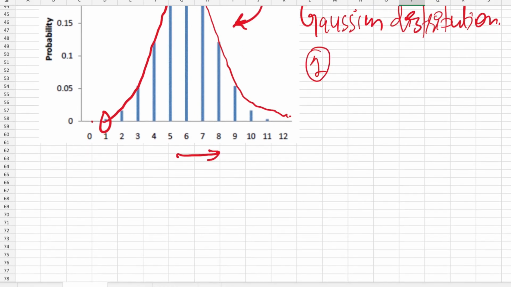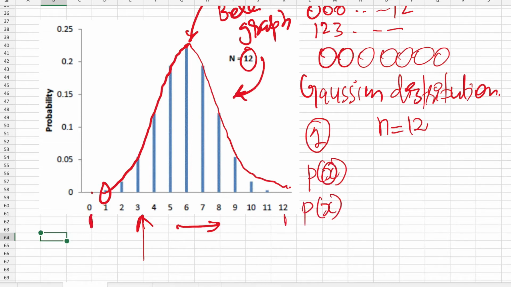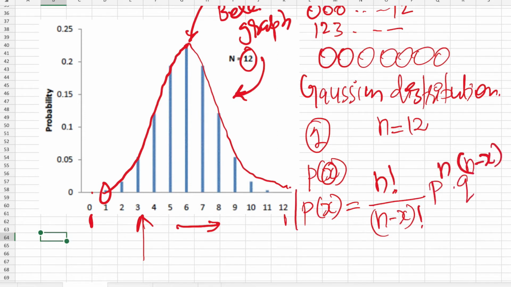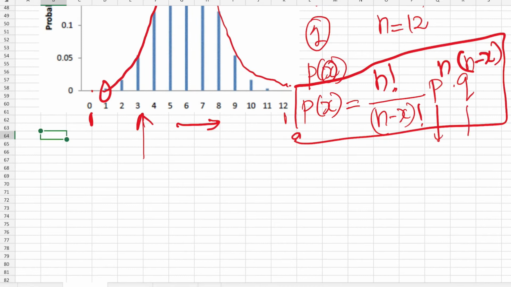The formula of the binomial distribution is P, the probability of x. If we talk specifically about this experiment, where we are repeating our experiment 12 times, then n would be 12, and x would be somewhere between 0 and 12. The formula for getting the probability of any x between 0 and 12 would be n factorial, and then n minus x factorial, and then p raised to the power x and q raised to the power n minus x. This would be the formula for getting the probability of any specific item, right? P is the probability of success and Q is the probability of failure. We already talked about this in our last video.